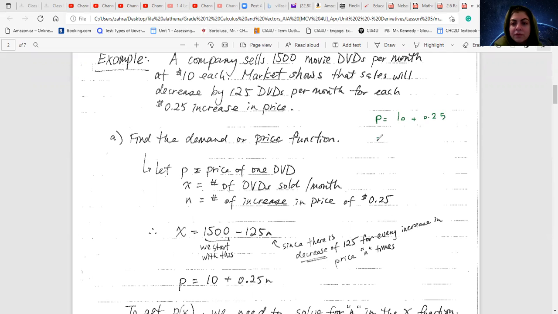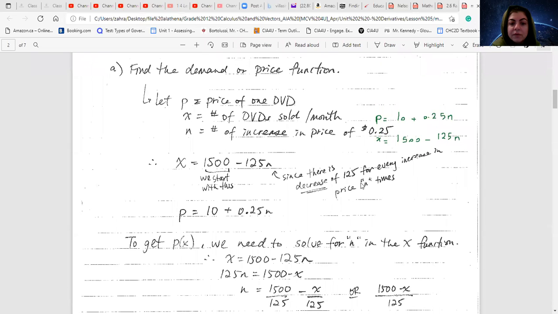what is happening to the number of sales? Of course, it's going to decrease, right? The total start is 1,500 DVDs, but if you increase your price, fewer people want to buy it. So it's minus 125. You lose 125 customers. If you increase your price by twice 0.25, then customers will decrease by twice that. But I want to come up with the general formula. If you increase your price by 0.25 n times, you lose customers by 125n. Okay, so this is what you have in terms of formulating the problem.